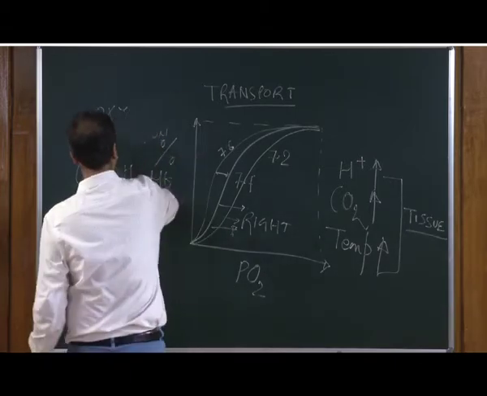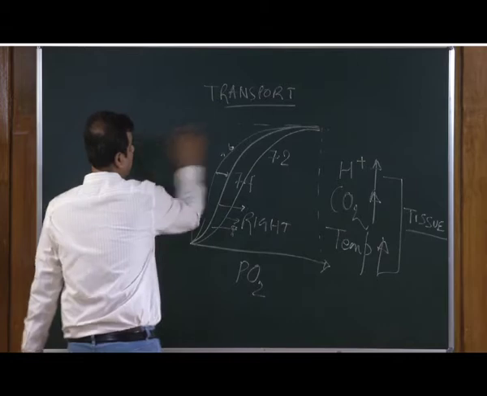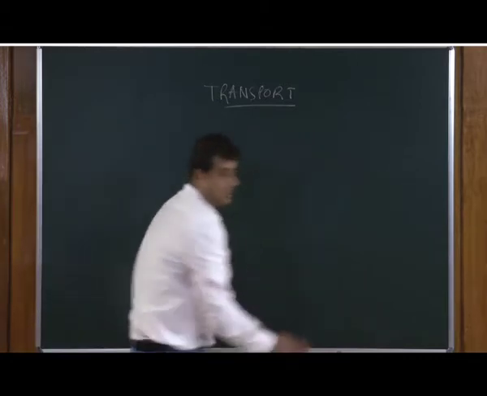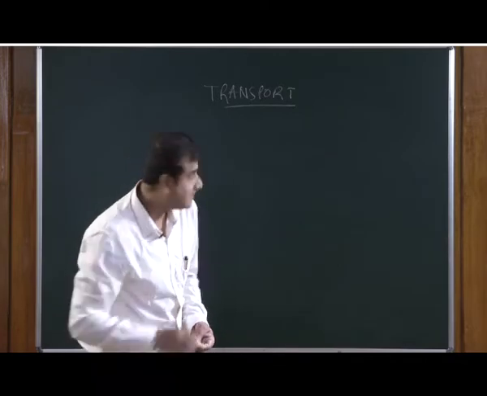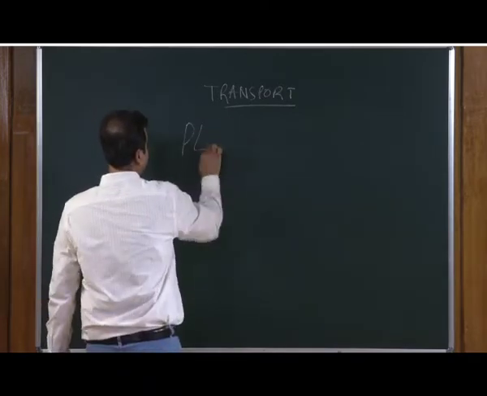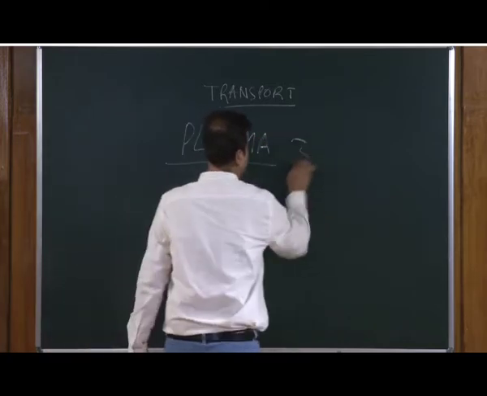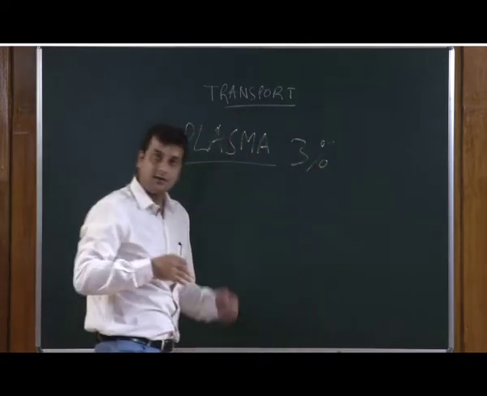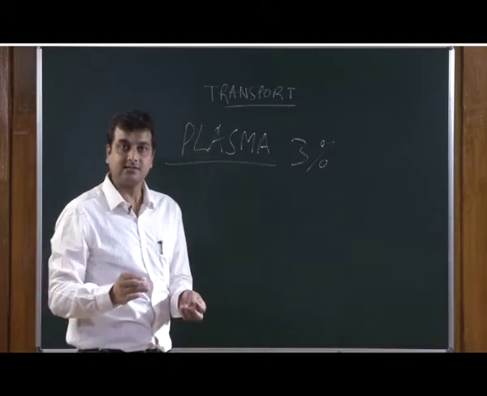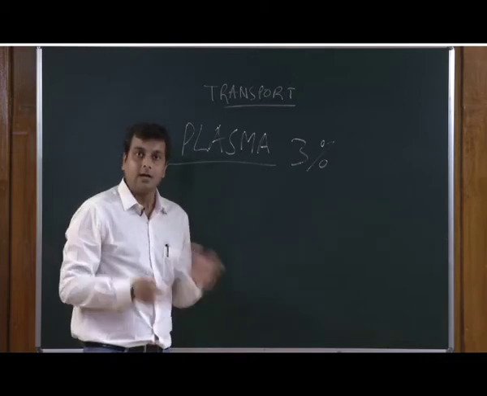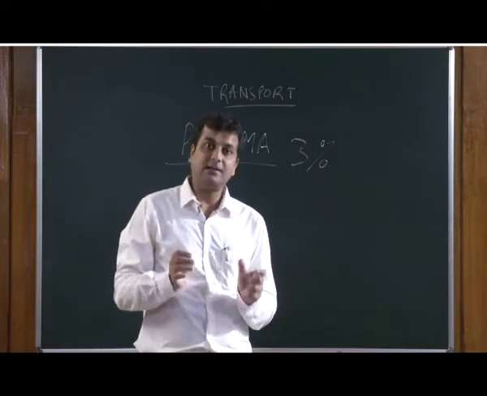Next comes the second important ingredient which is required to transport oxygen, and that important ingredient is plasma, which comprises only 3% of the total oxygen transport. So, 97% is governed by hemoglobin and 3% by plasma. Now, we need to understand what is plasma.